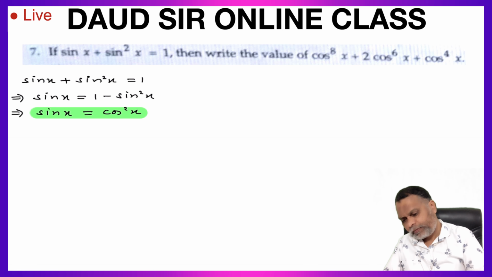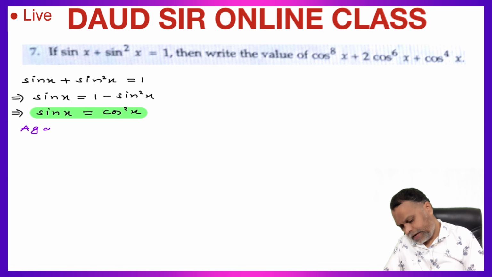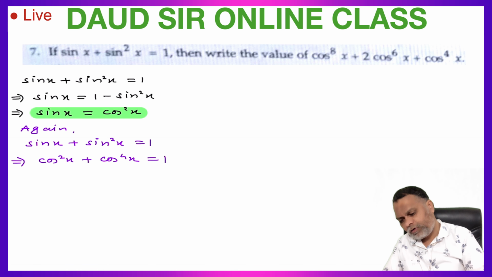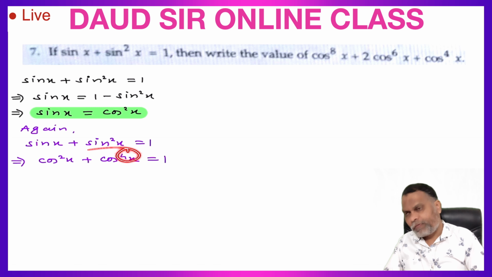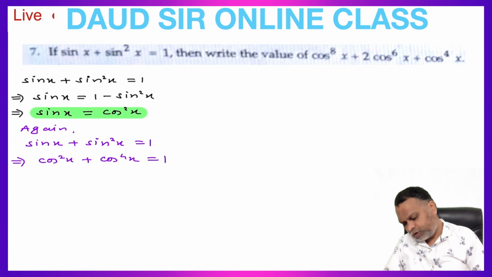So again, sin x plus sin²x is equal to 1. Replace this sin x by cos²x. So this is cos²x, and sin²x will become cos⁴x, is equal to 1. Now notice, cos⁸x, cos⁶x and cos⁴x. 8 power we require, and here 4 power. If we make the square on both sides, then it will become cos⁸x and the remaining terms will come automatically. So squaring on both sides.